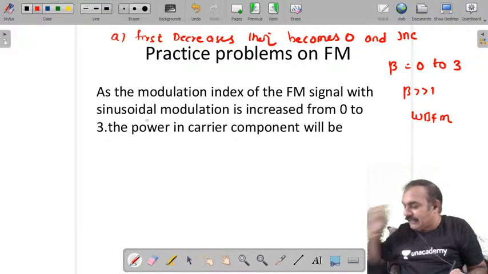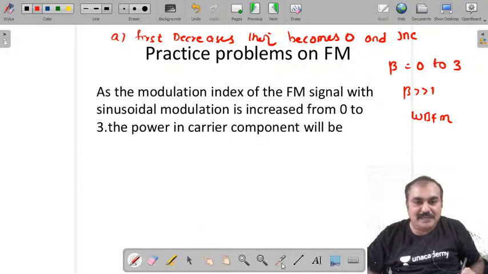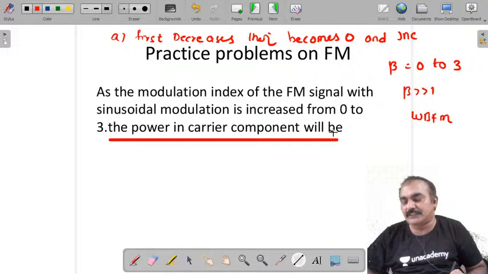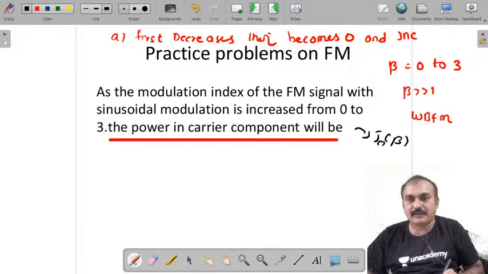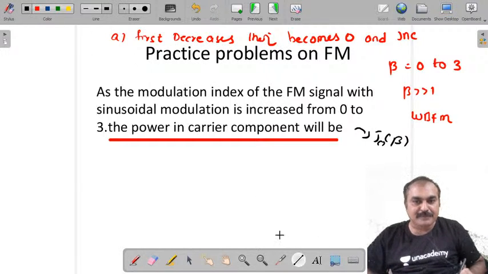The power in the carrier component is being asked. When the question is given like this, the power in the carrier component always depends on a Bessel coefficient term, the carrier component, that is J naught of beta. The amplitude always depends on J naught of beta. Now, for what values of beta is J naught of beta becoming 0? First we have to take that. Listen carefully.